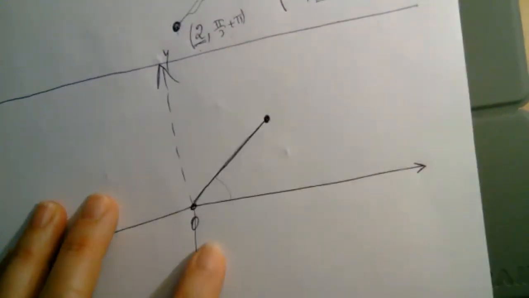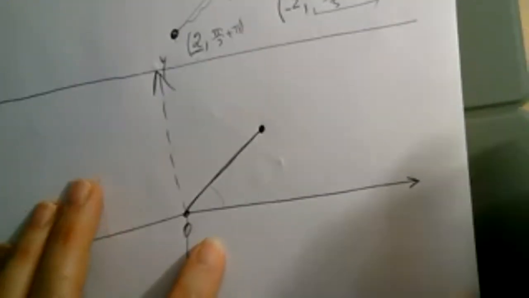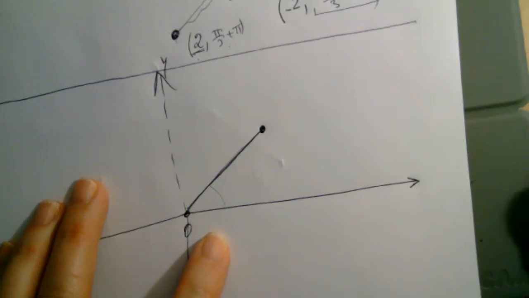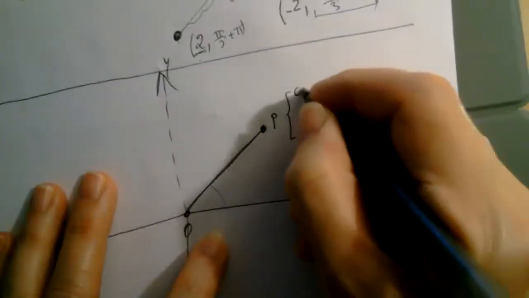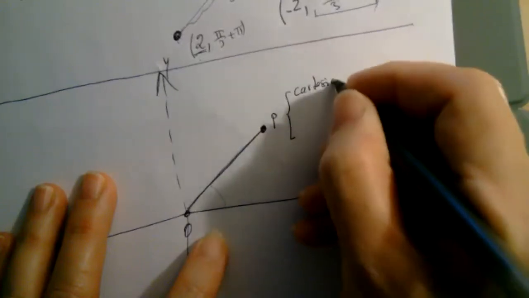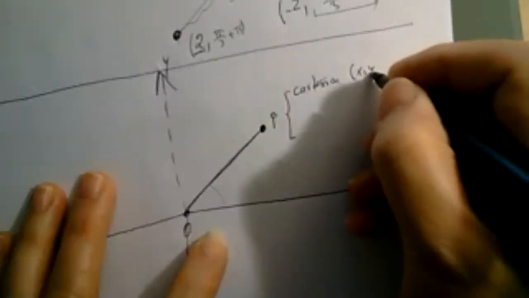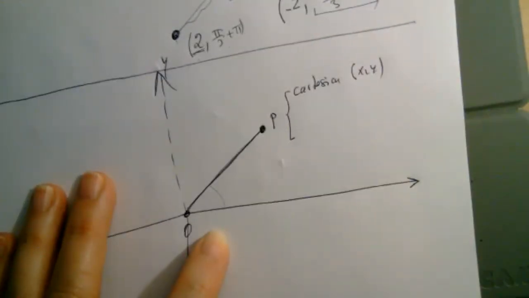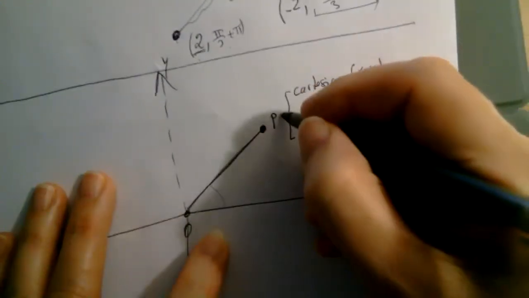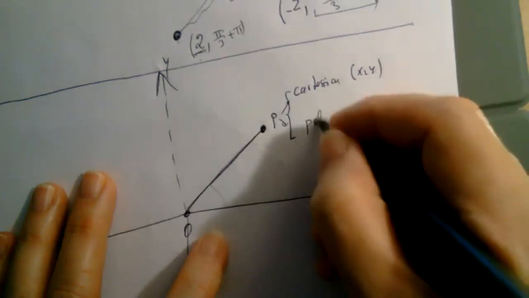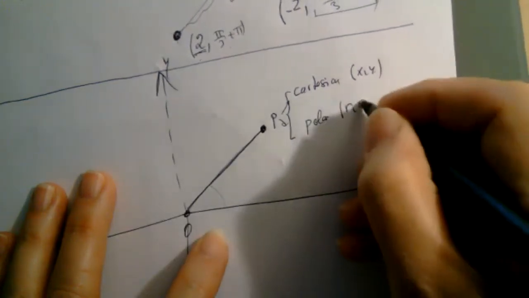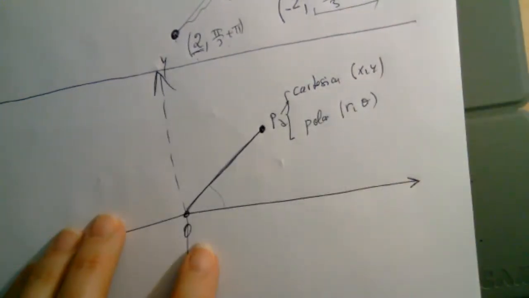That's a point P. Now every point has two sets of coordinates because we introduced a new one. It has the Cartesian coordinates, which are the x and the y. That's how I can tell you where the point is. But I have another way of telling you where the point is: I can give you the r and the theta. So we're locating points in a plane now in two different ways.